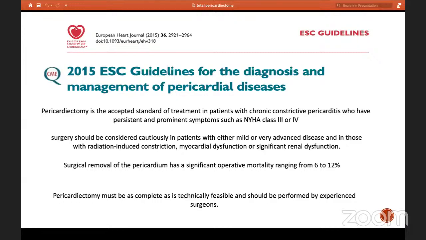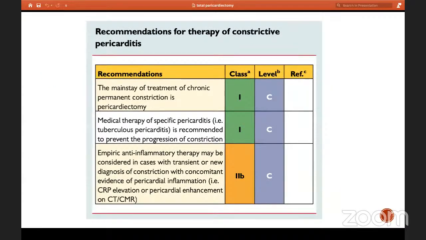Surgical removal of the pericardium has a significant operative mortality, ranging from 6 to 12%, and the pericardiectomy must be as complete as is technically feasible and should be performed by an experienced surgeon. Here is the recommendation. The mainstay of treatment of CP is pericardiectomy, which is class 1. Medical therapy of specific pericarditis like TB is recommended to prevent the progression of constriction. Empirical anti-inflammatory therapy may be considered in cases with transient or new diagnosis, and this is class 2B.